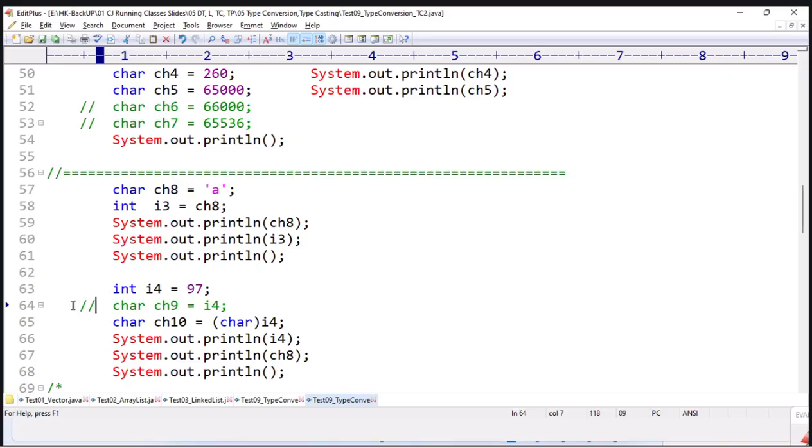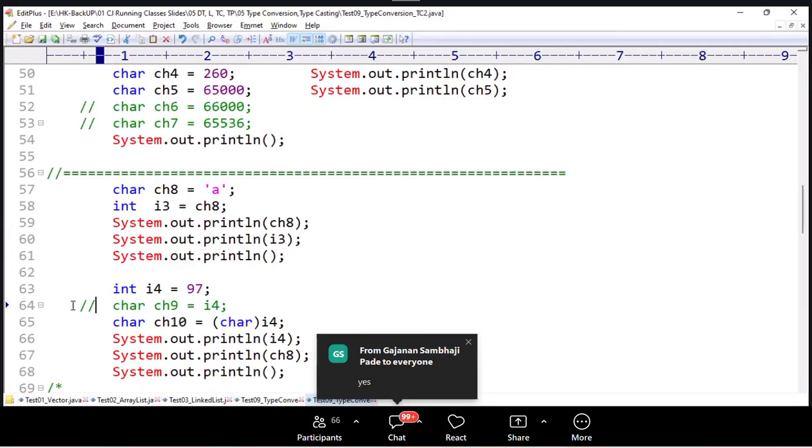Listen carefully. Can I assign a char literal to an int variable? Higher range allowed. Okay? Question number 2: can I assign an int literal to a char variable? Yes or no? Yes, but only up to 0 to 65,535. Everyone speak out. Can I assign an int literal to a char variable?